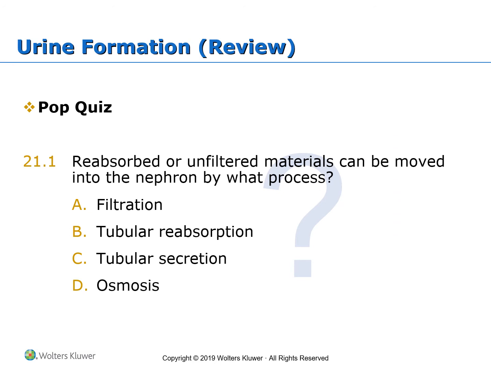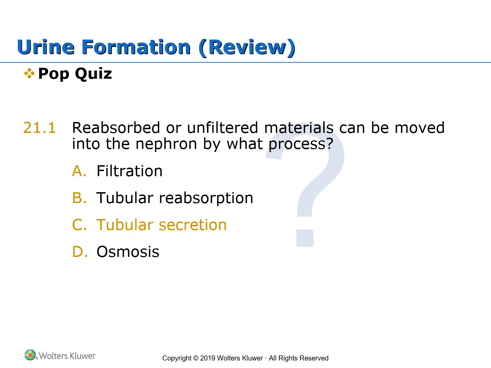Let's look now into this question. The reabsorbed or unfiltered materials can be moved into the nephron by what process? A, filtration, B, tubular reabsorption, C, tubular secretion, or D, osmosis. The reabsorbed or unfiltered materials can be moved into the nephron by tubular secretion.